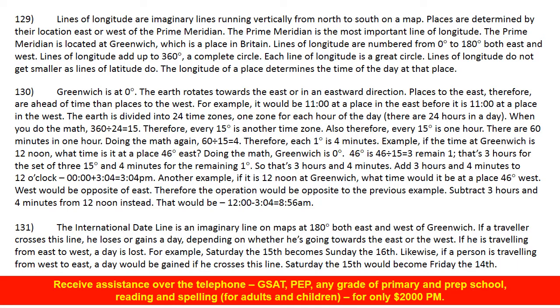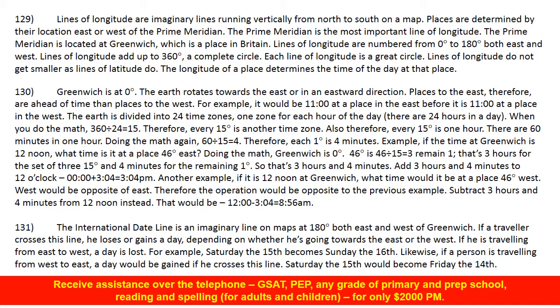When you do the math, 360 divided by 24 is equal to 15. Therefore, every 15 degrees is another time zone. Also, therefore, every 15 degrees is 1 hour. There are 60 minutes in 1 hour. Doing the math again, 60 divided by 15 is equal to 4. Therefore, each 1 degree is 4 minutes.